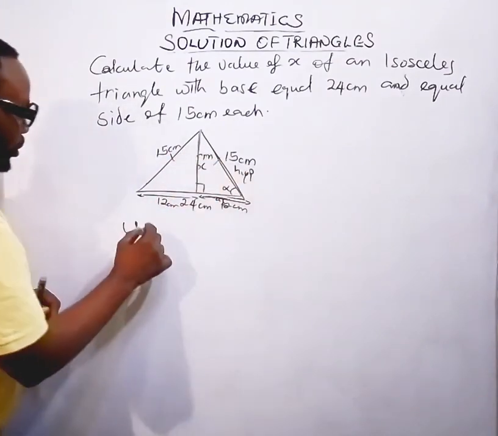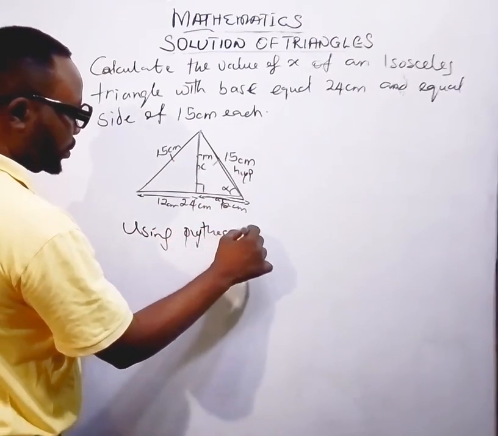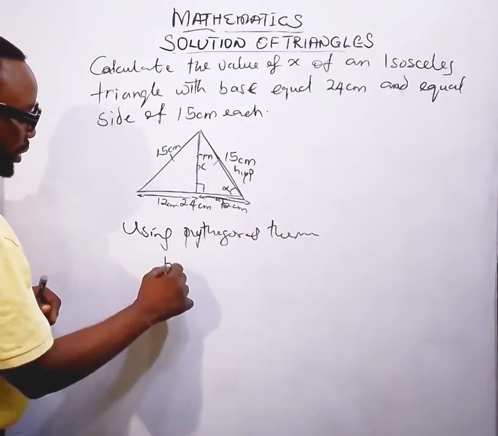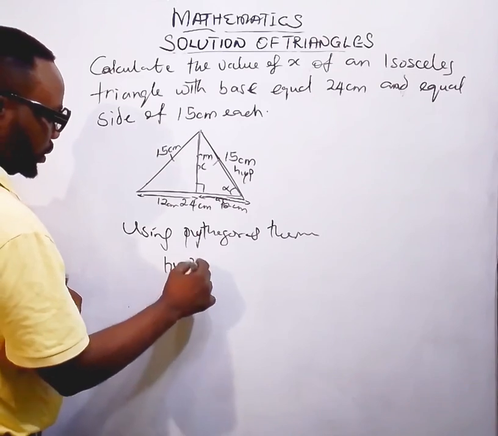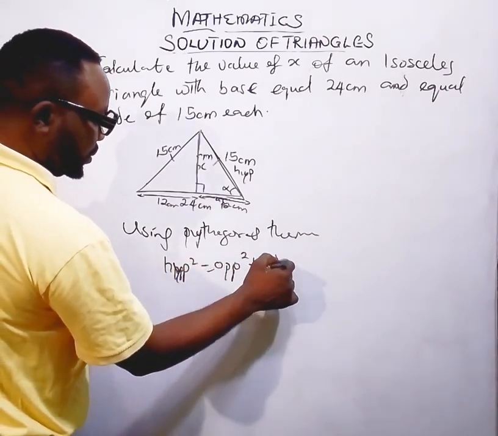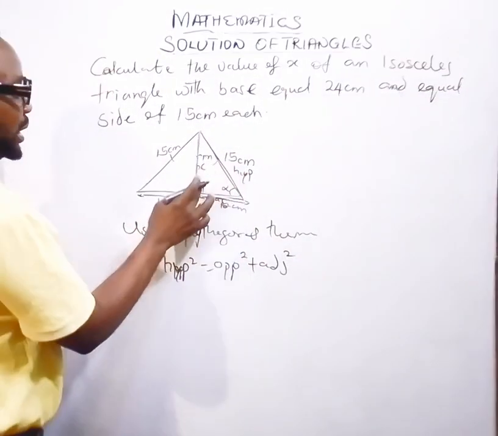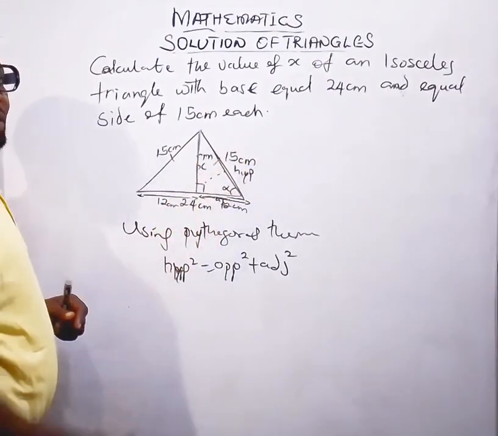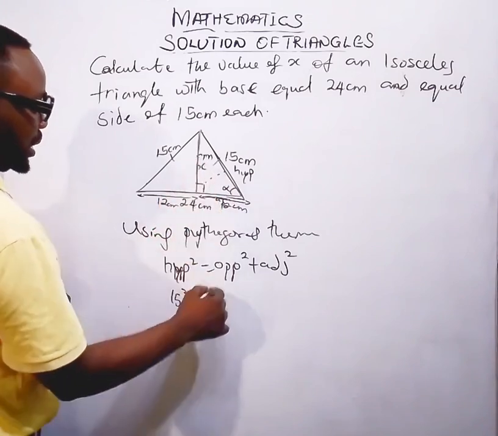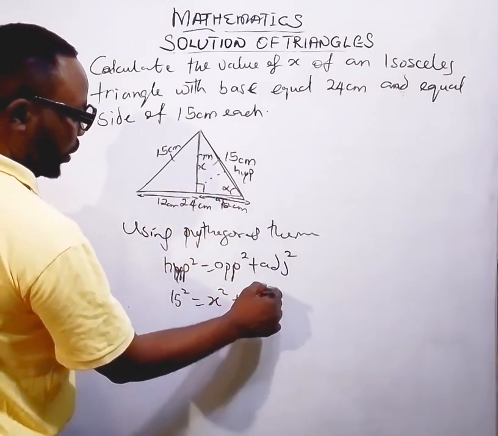So using Pythagoras theorem, we can say that hypotenuse squared is equal to opposite squared plus adjacent squared. Where is the value of the hypotenuse? That is the side that faces the right angle. That is 15 squared is equal to x squared, the opposite, plus the adjacent squared, which is 12 squared.